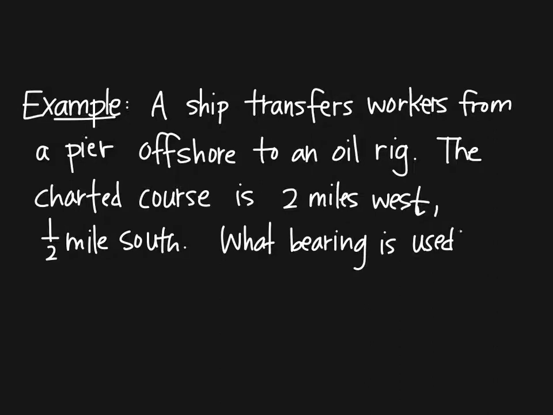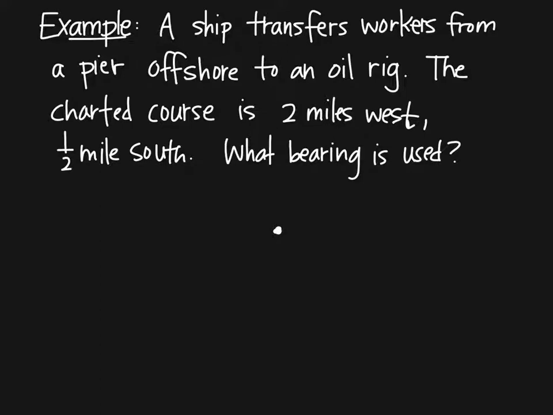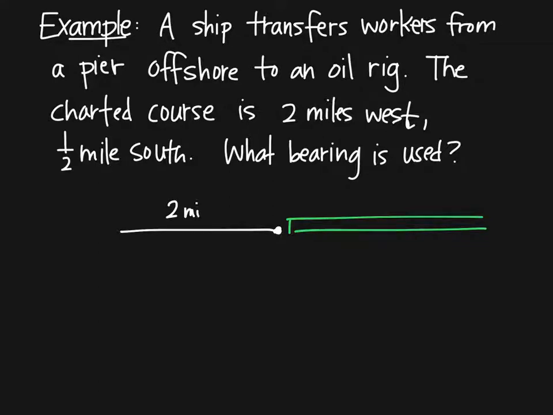All right, so let's see if we can get a picture of this in our head. The boat is going west and then south, at least that's the charted course. So we have to imagine we've got the end of the pier. Here's the end of the pier. So the boat starts there, goes 2 miles in a western direction and then only a half a mile in a southerly direction out to that oil rig. And we want to know what the bearing is for that right triangle. So there's your right triangle. Do you need the hypotenuse to figure out the bearing?